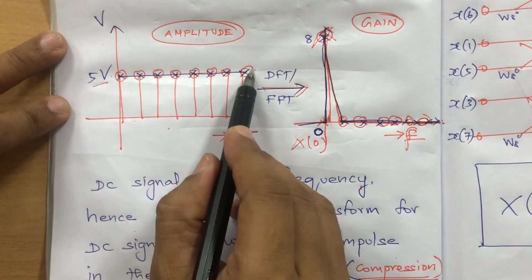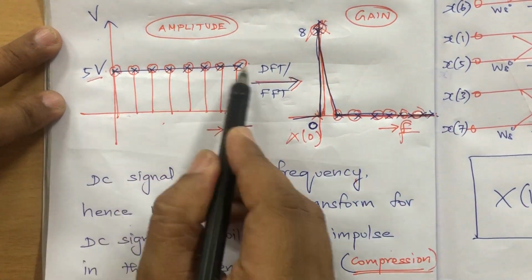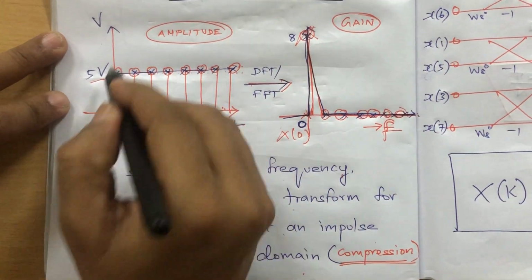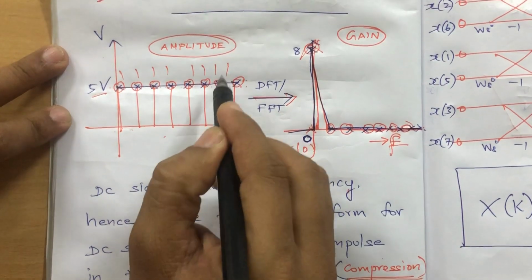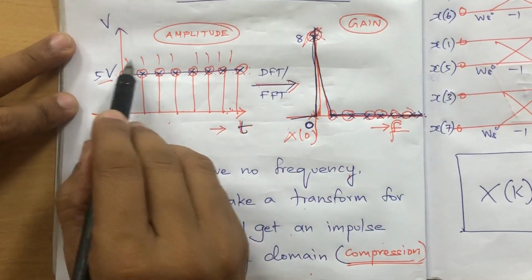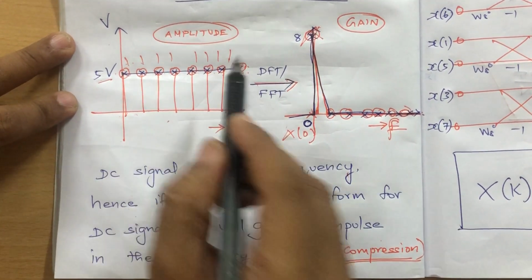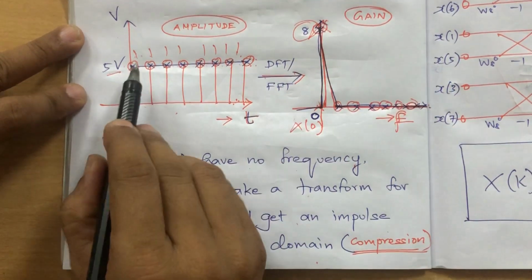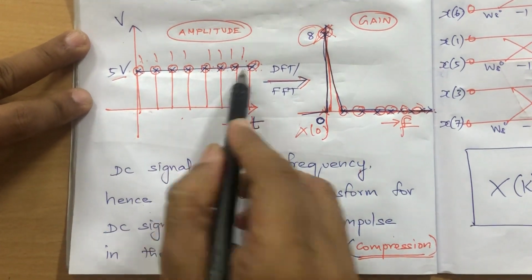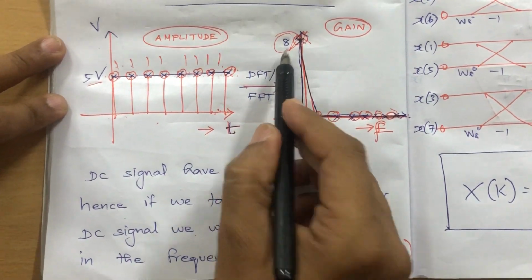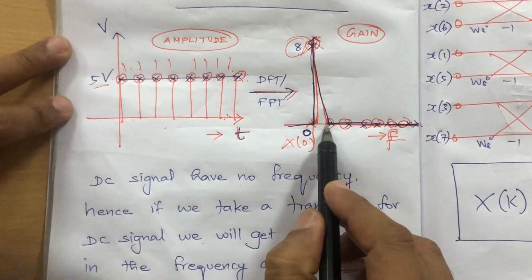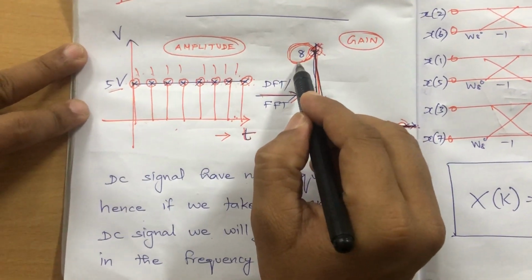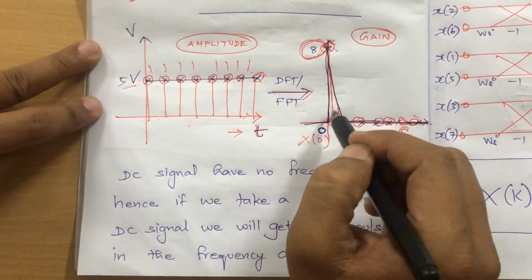So here there are 8 samples, so 8 amplitudes, assuming 1 1 1 1 1 1 1 1, which means all are DC. So the amplitudes are DC signals, hence the gain of the DC signal is 8. So 1 1 1 1 1 1 1 1, when you take a transform, we are getting 8 followed by 7 zeros. That means there is no frequency component, only a DC component. So DC components are added, the gain is more. That is what we need to understand.